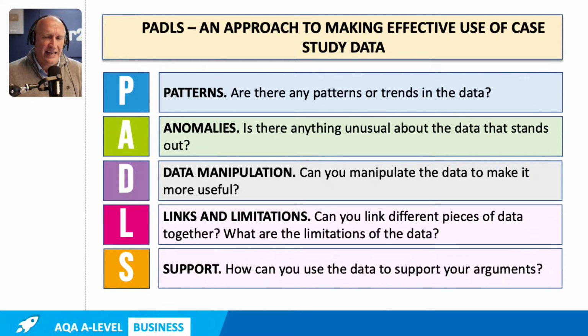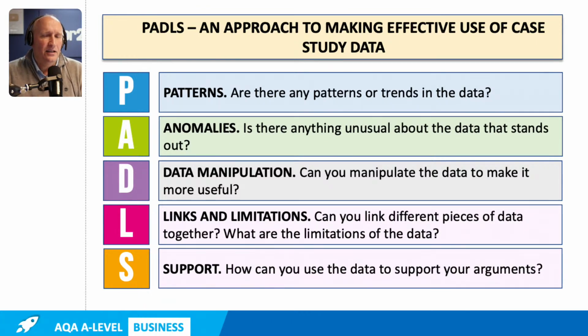Next, data manipulation. Can you draw out something from the data? Can you do a calculation, as we did last night, to then apply in your answer? Because data manipulation is a highly effective way of showing application. So let's say, for example, sales last year were 10 million, this year 15 million. Data manipulation would be sales have increased by 5 million or 50%. And if I applied that and used that in my argument, that is application.